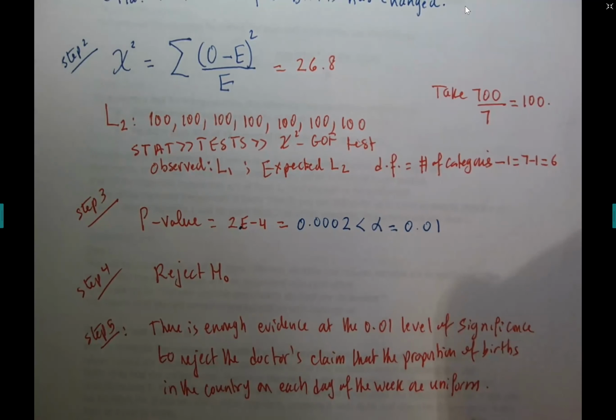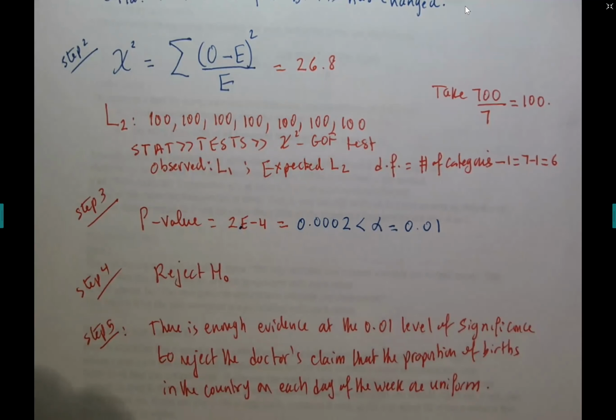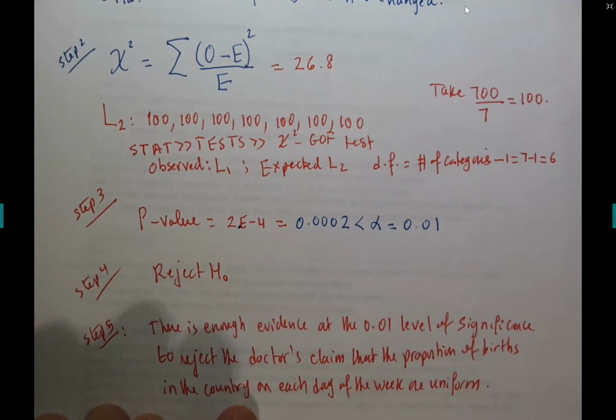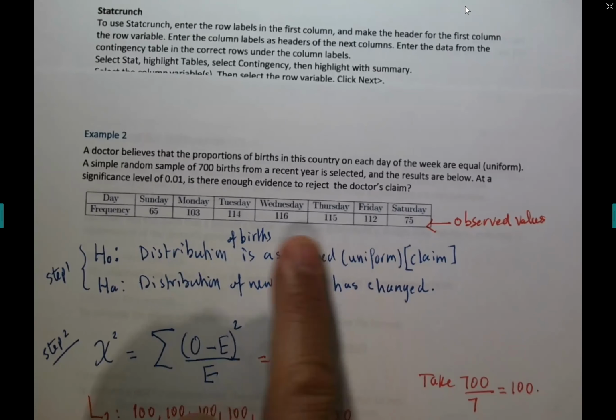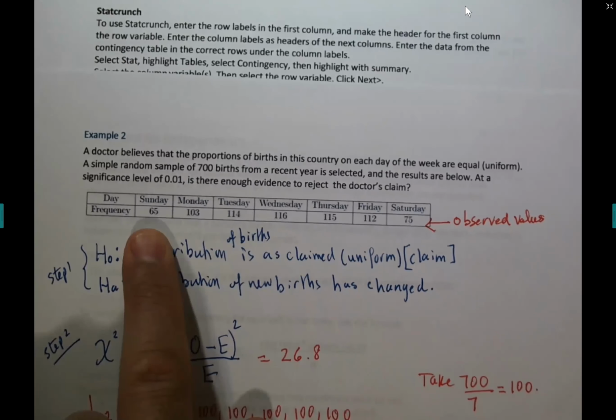We are rejecting his claim, so we think they're not equal. And a strong evidence, guys, I mean, probably you noticed that when you look at the distribution, they don't seem to be very close to each other. Look at the 65. Seems like there are fewer births on Saturday and Sunday.